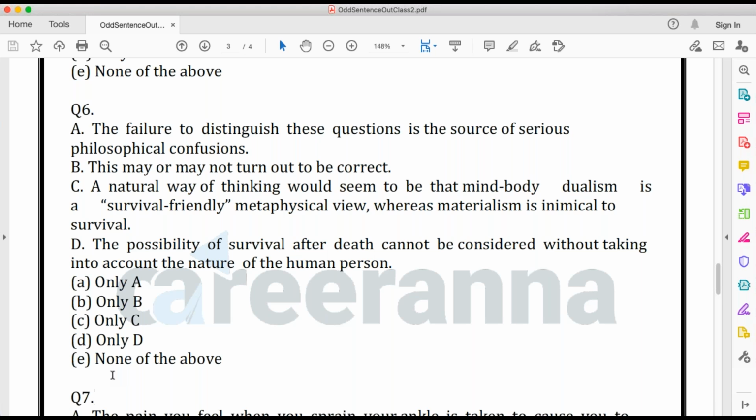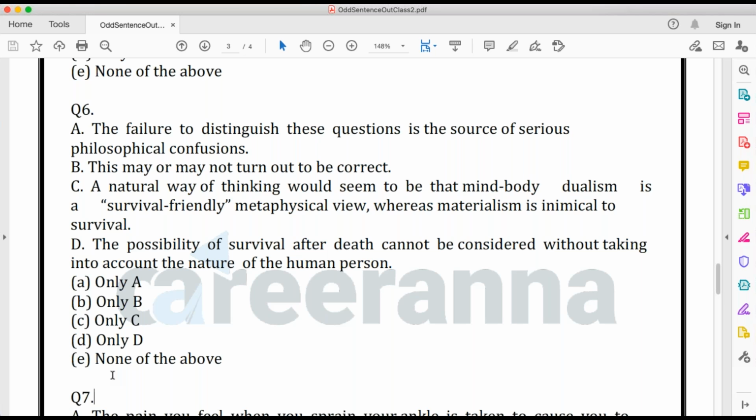And the reason is the phrase "these questions", the failure to distinguish these questions, is not at all related to B, C, and D. There is no question being asked in B, C, or D. It's entirely unrelated. B is talking about the different views which are there about death, and they are being talked about in C and D.